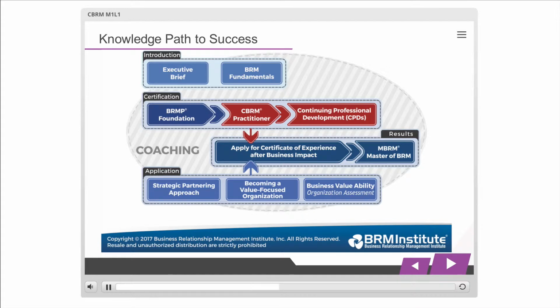The continued professional development plan for CBRMs is a vital part of keeping your CBRM certification up to date. The certification is granted for 3 years, in which practitioners are required to complete professional development goals annually to further develop their skills in business relationship management. You can find out more about the CBRM certification maintenance requirements on the BRM Institute website.